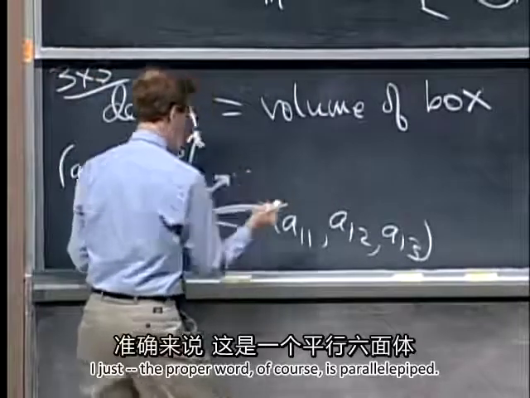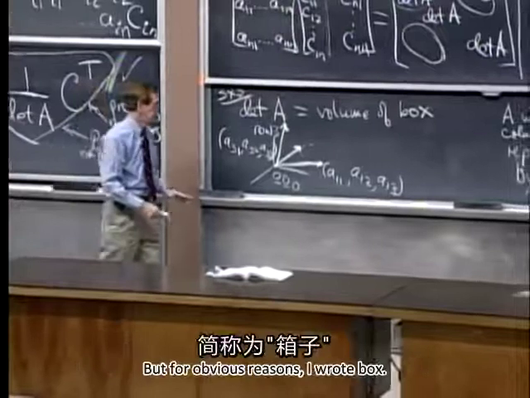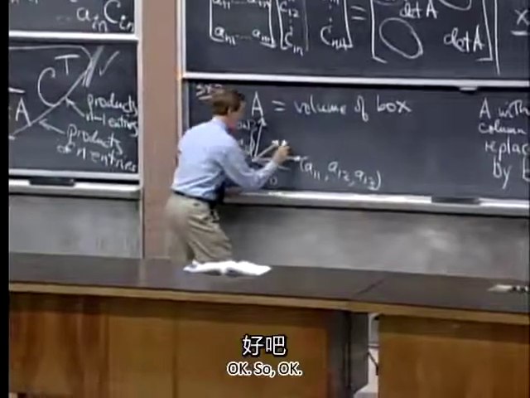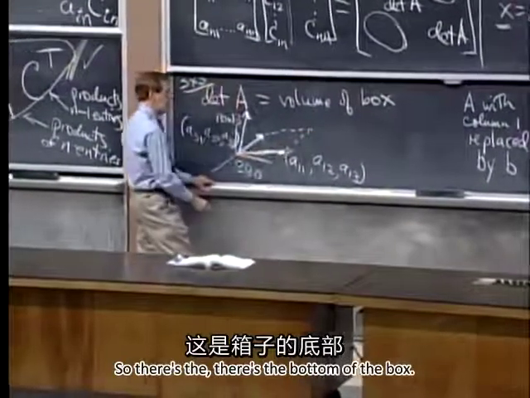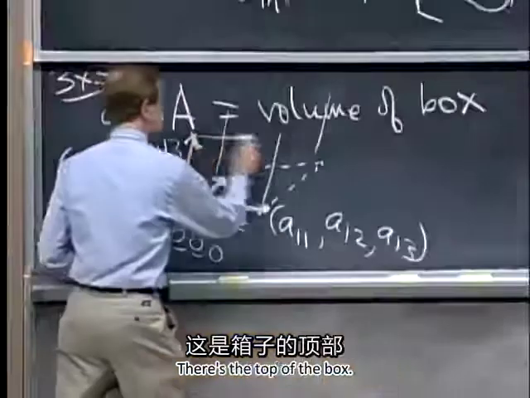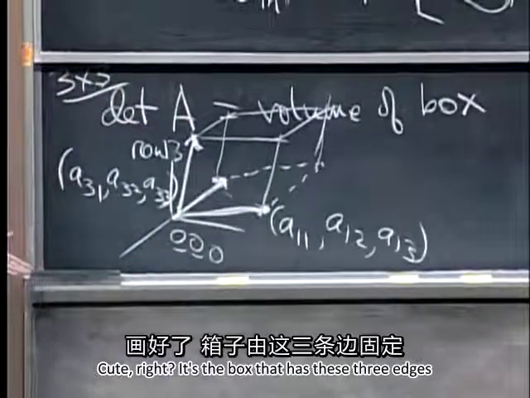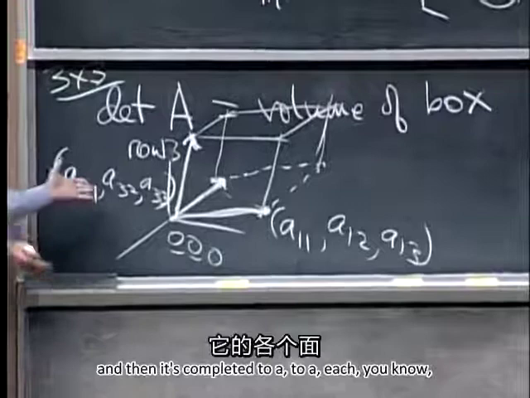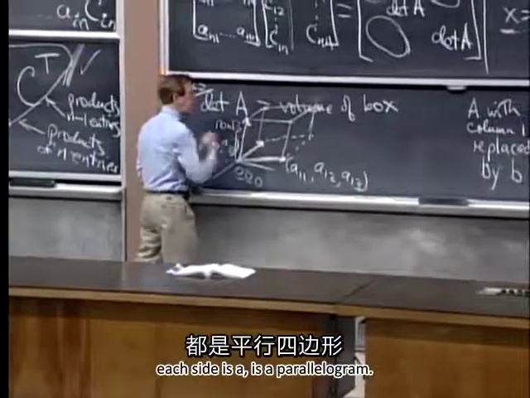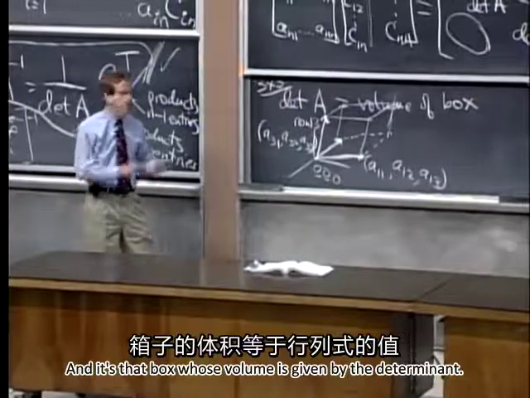I just make a box. The proper word, of course, is parallelepiped, but for obvious reasons, I wrote box. So there's the bottom of the box. There are the 4 edge sides of the box. There's the top of the box. It's the box that has these 3 edges, and then it's completed so that each side is a parallelogram, and it's that box whose volume is given by the determinant.